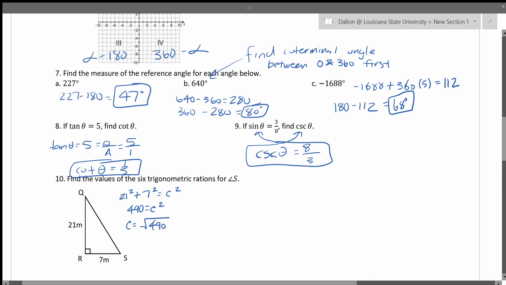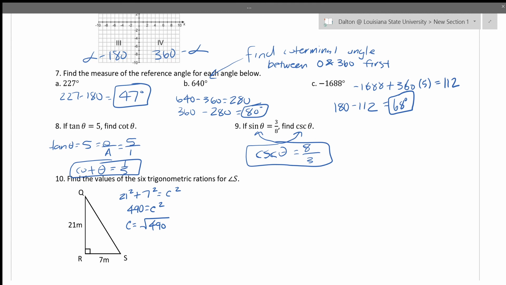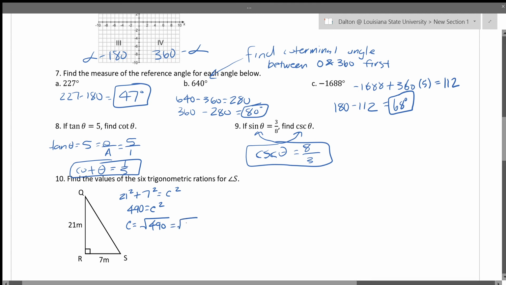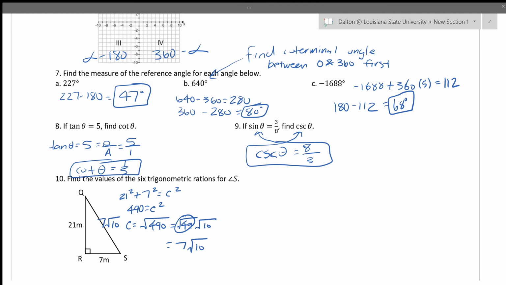Now, before you move on and just use that number, I hope the number 49 pops out at you. 49 is a square number, and it's clearly a factor of 490. So if I break this up into the square root of 49 times the square root of 10, then I can further reduce this radical to say that the square root of 49 is 7 square roots of 10. So then let me go ahead and label my hypotenuse 7 square roots of 10. Now I have the information that I need to find the 6 trig ratios for angle S.